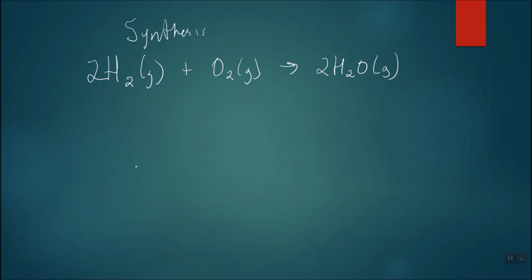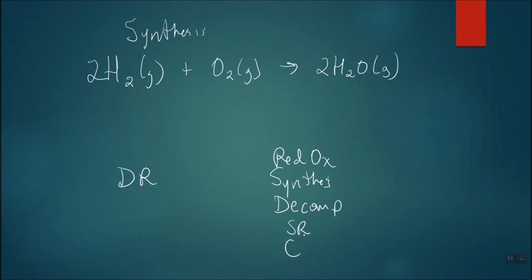Remember, there are only 2 types of reactions: double replacement and redox. So synthesis is an example of redox, so is decomposition, single replacement, and combustion. Double replacements are precipitation, acid base, gas producing. Now, how is this a redox reaction? Well, let's look at it.